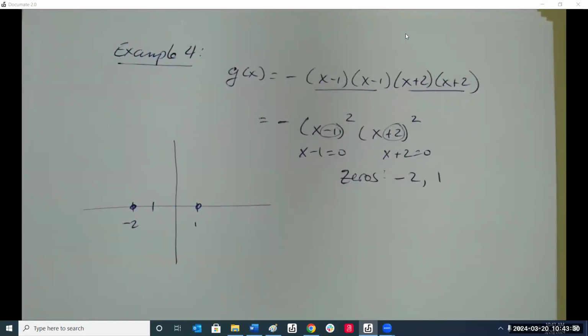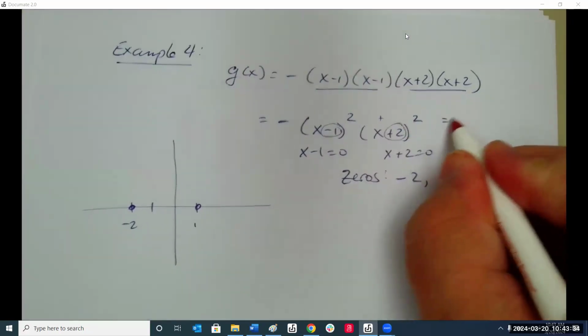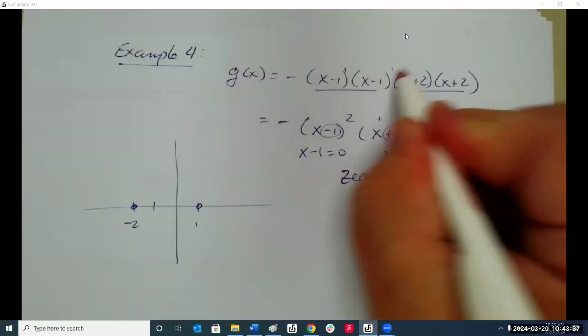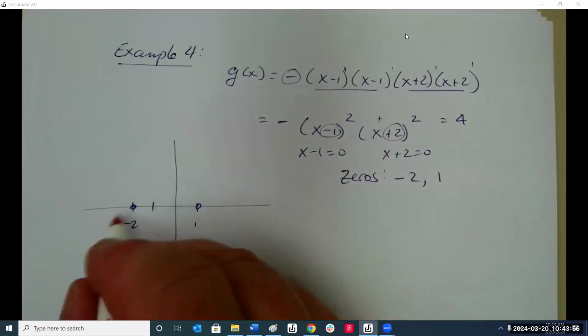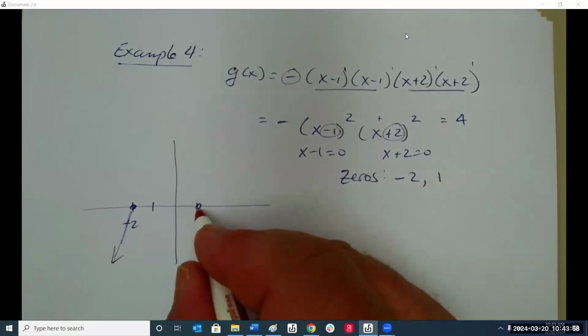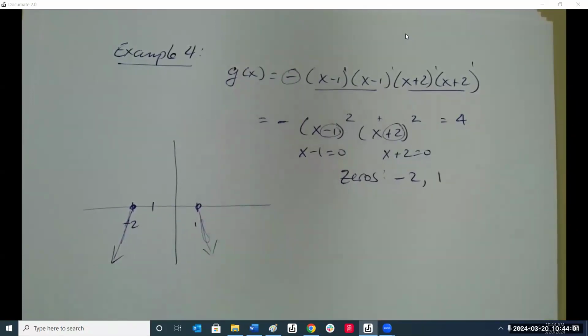What's the degree of the polynomial? Degree is 4 because there's 1, 2, 3, 4 terms. There's 4 x's. So that means both ends point the same direction. Do they point up or down? Down, because the leading coefficient is negative. So we know that at both ends, the graph is going to go down.